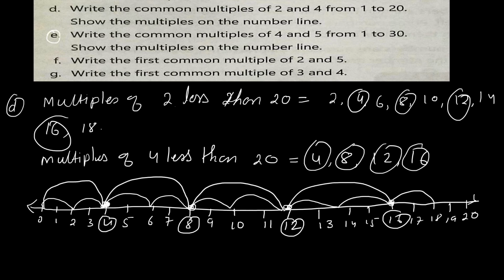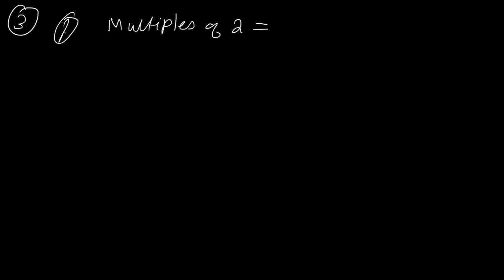Now write the first common multiple of 2 and 5. So number F. Okay, what is the question? Write the first common multiple of 2 and 5. So first you write down the multiples of 2: 2, 4, 6, 8, 10. You just write it up to 10. If required, we will write more.